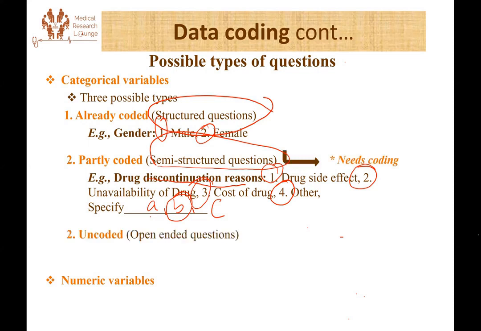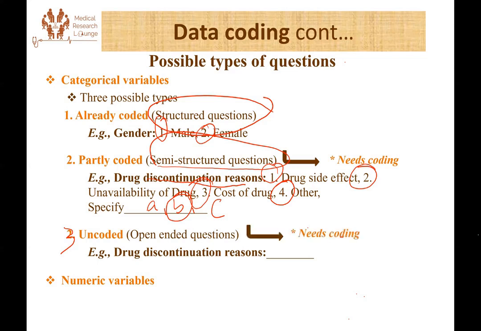And the third one is, I'm sorry for the mistake, the third one is completely open-ended questions. For example, if we don't have any idea about the study variable, it's better to leave it as an open-ended question so that the participants can answer on their own. So we can ask the same question, the drug discontinuation reason, as an open-ended question. So it definitely needs coding after we obtain the data. The other group is numerical variables. Numerical variables are uncoded or open-ended.